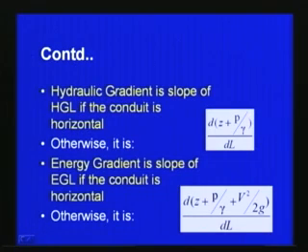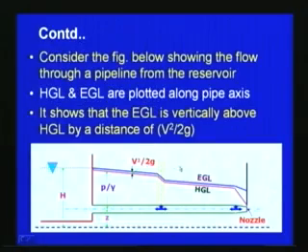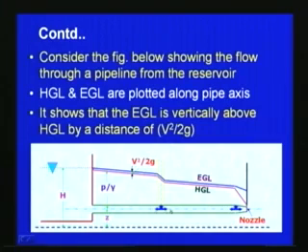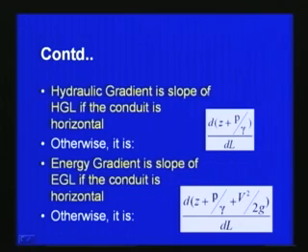Now, the hydraulic gradient is the slope of HGL if the conduit is horizontal. So if the pipeline is horizontal, it will be just the slope of the hydraulic gradient line. But if the conduit is not horizontal, then we can take the derivative: d by dl of P by gamma plus Z will give the hydraulic gradient if the pipeline is not horizontal. So if it is horizontal, it is just the slope of the HGL.